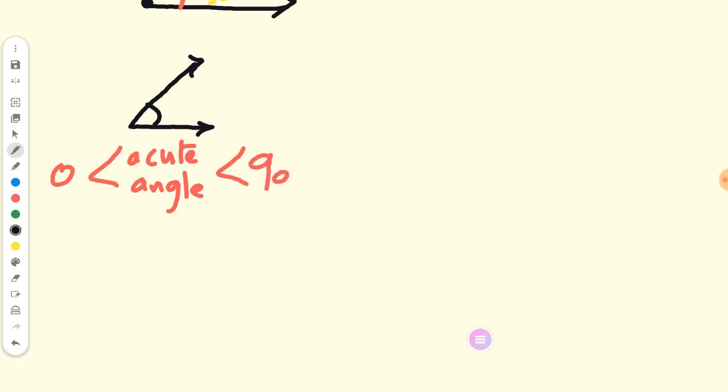Okay. What about 90 exactly? The angle 90 is a union between two perpendicular lines. When we say that two lines are perpendicular, they make a 90-degree angle. This is the meaning of perpendicular. It's exactly 90 degrees, and we call it a right angle.